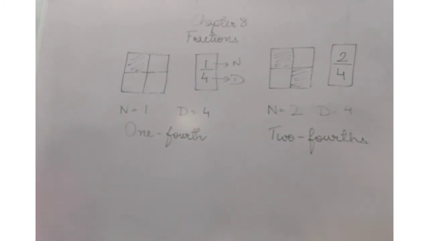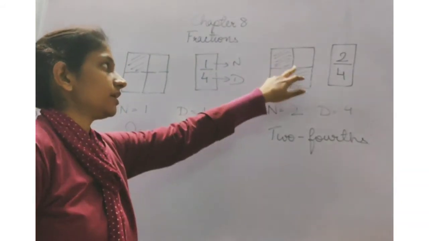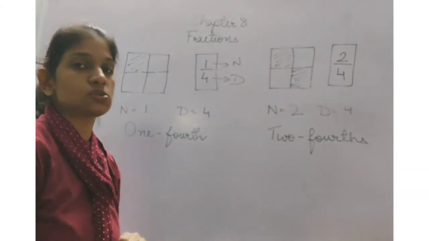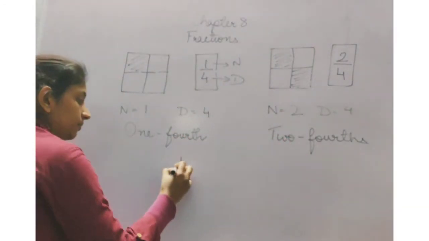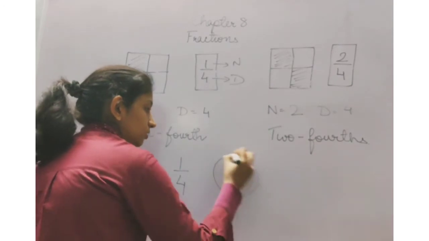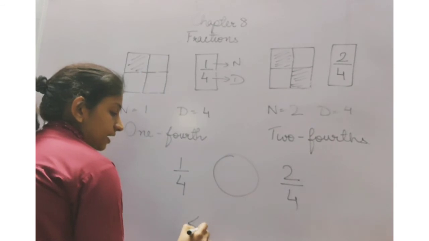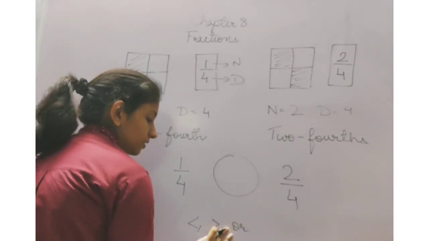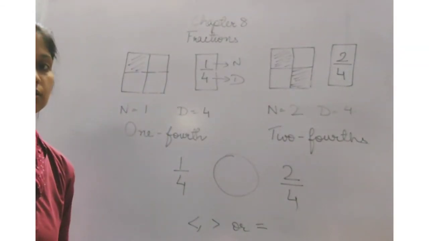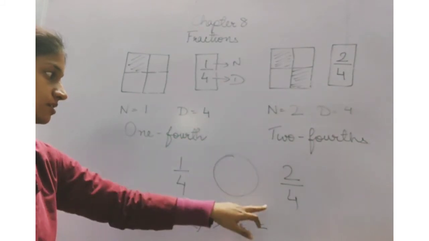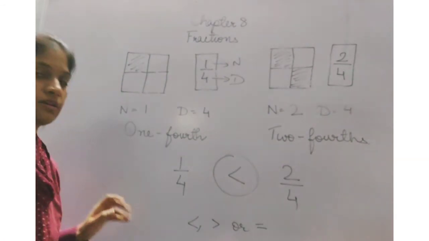Now let's compare. So you ate 1 out of the 4 pieces and your sister ate 2 out of the 4 pieces. So who ate more? Is 1 by 4 a bigger fraction or a smaller fraction or an equal fraction to 2 by 4? Can we put the signs? Which sign will we put? Can we compare the fractions and understand? Obviously, the sister or your sibling ate more. So 2 by 4 is a greater fraction than 1 by 4.